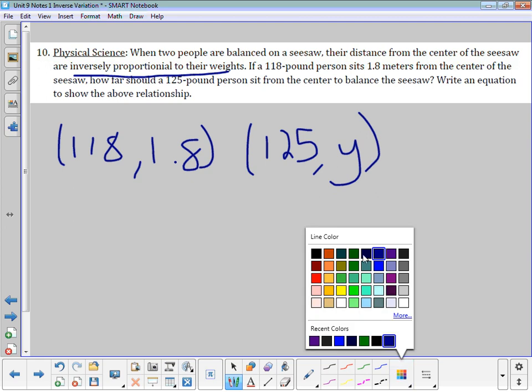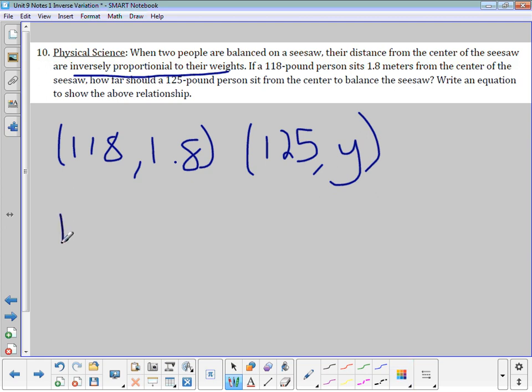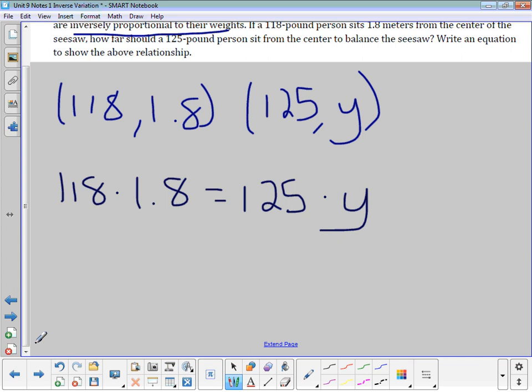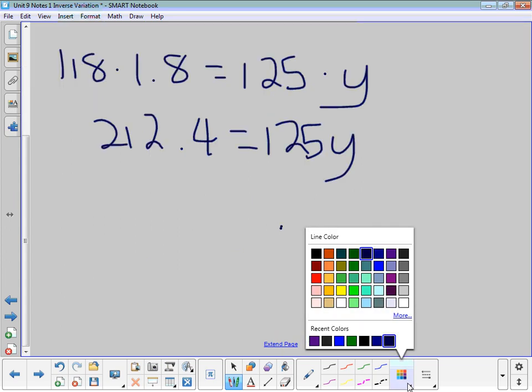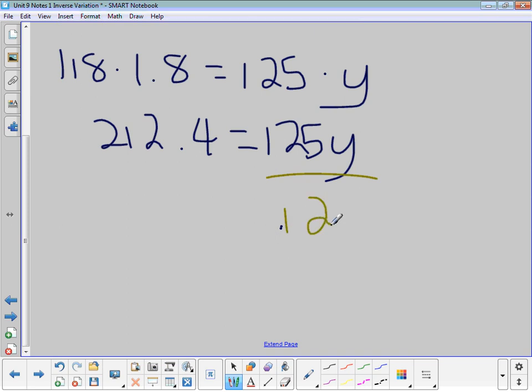So I'm going to multiply that out. I'm going to take 118 times 1.8, and I'm going to set that equal to 125 times y. So 118 times 1.8 gives me 212.4 is equal to 125y. So now I need to solve that for y. So I'm going to divide both sides by 125. So 212.4 divided by 125 is going to give me 1.7.